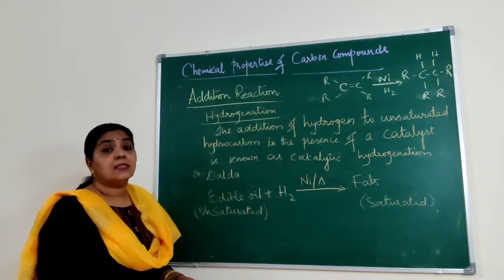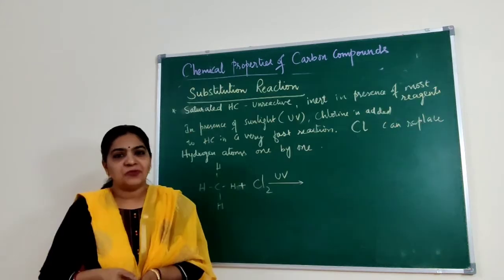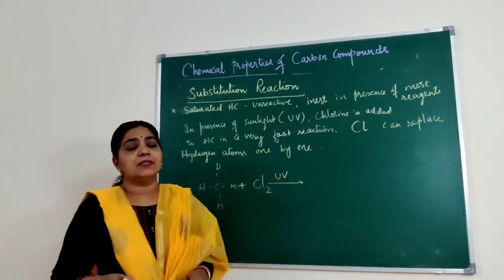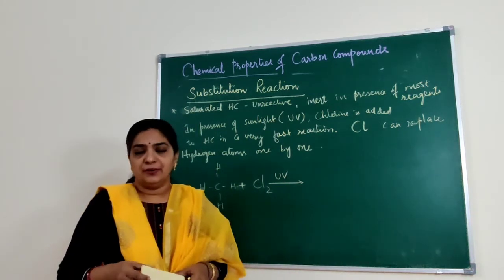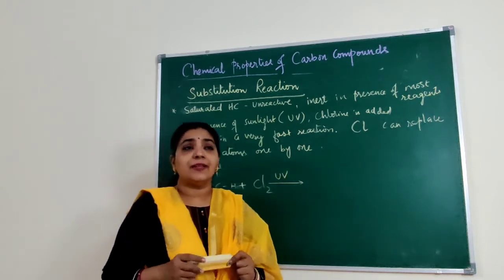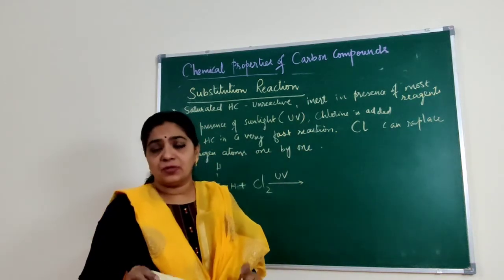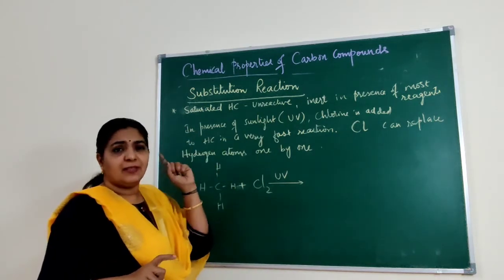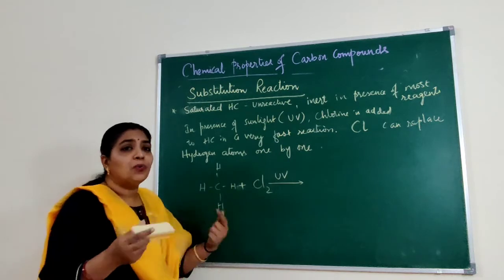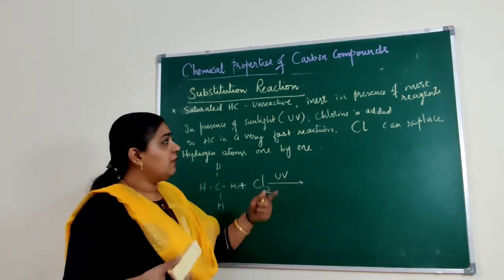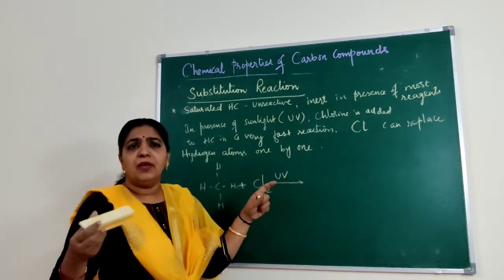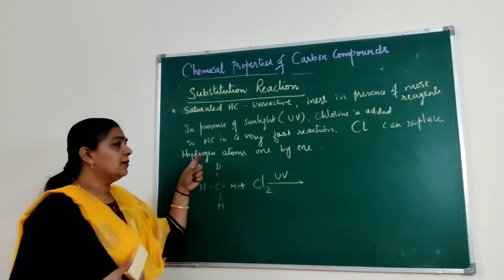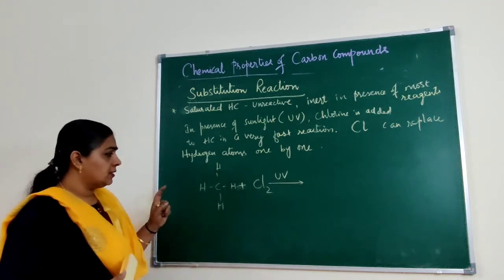So next, let us see substitution reaction. Here, the saturated hydrocarbon is usually unreactive with most reagents. They are unreactive and inert in the presence of most reagents. But in the presence of sunlight, that is in the presence of UV light, if chlorine reacts, it will be added to the hydrocarbon in a very fast reaction, and the chlorine can replace the hydrogen atoms one by one. So let us take one example.